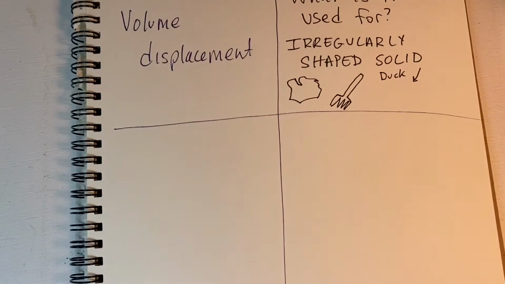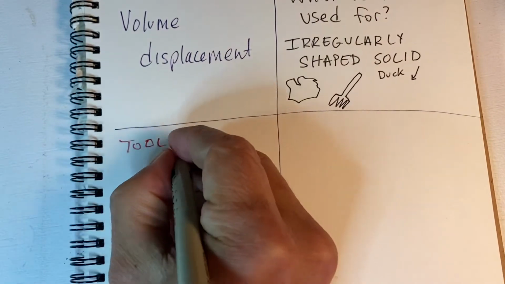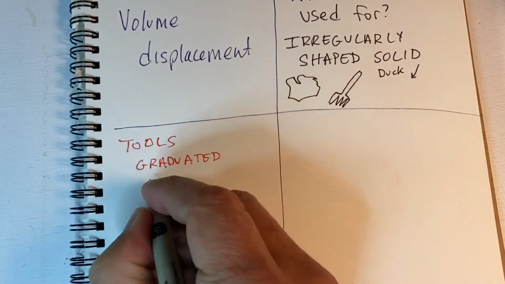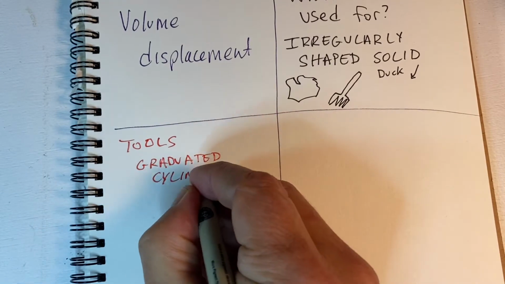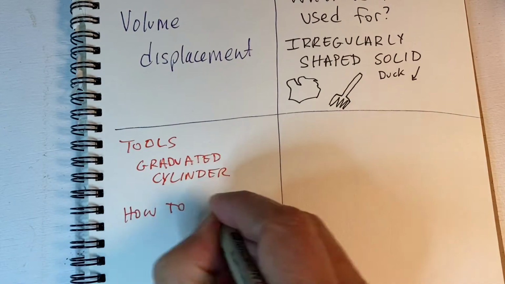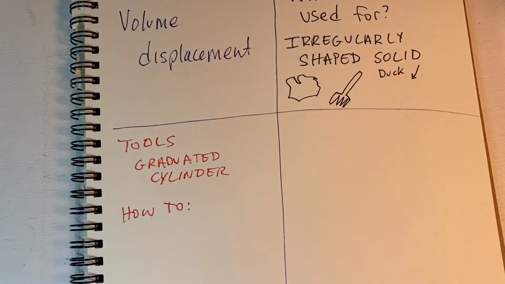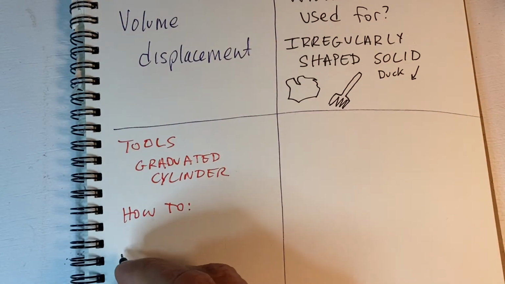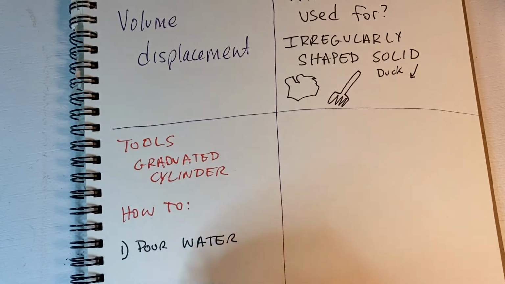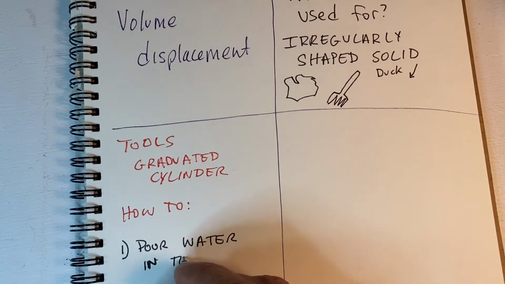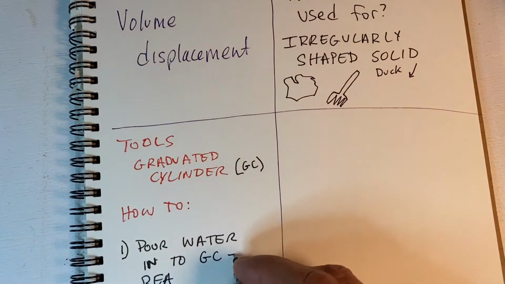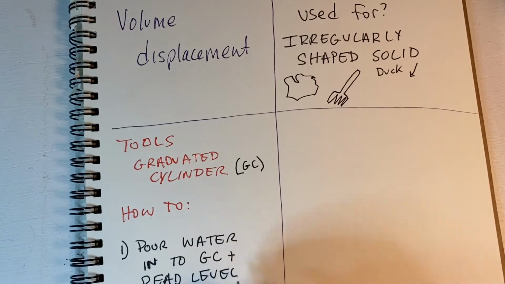So now we want to think about the tools we need. And really for this, the major tool is what we call a graduated cylinder, which we learned about in method 2. How do we use it? Well, it's pretty simple. We basically pour water into the graduated cylinder. I'll abbreviate graduated cylinder with a GC here. And then we read it.